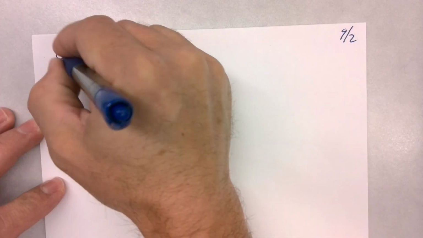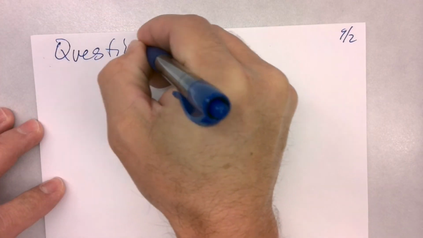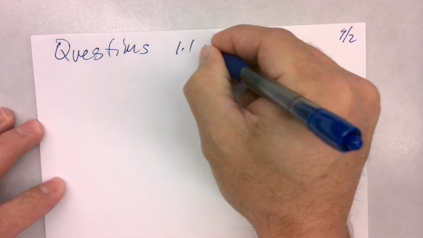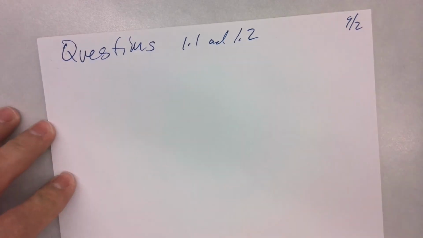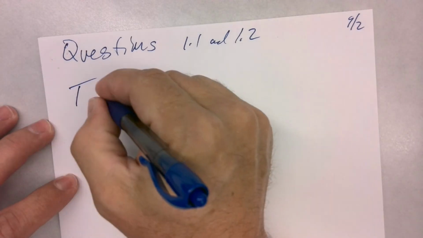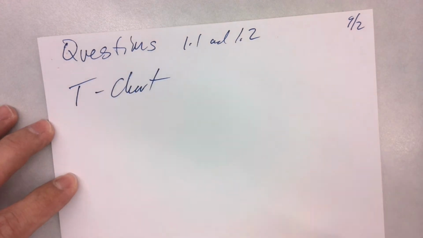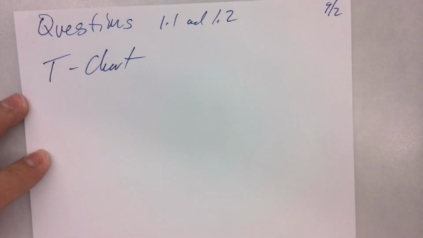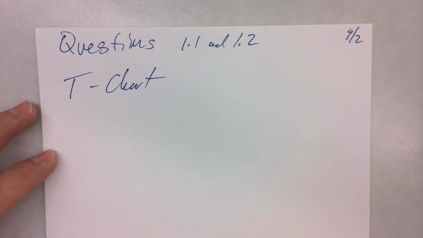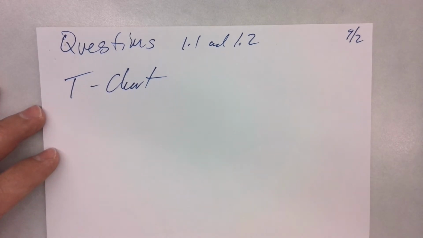But anyway, now it is 9-2 today, and this is going to be questions 1.1 and 1.2, and a T-chart. Anybody in here want to take a stab at explaining what a T-chart is? Yo. Yeah, that's you. Yeah.